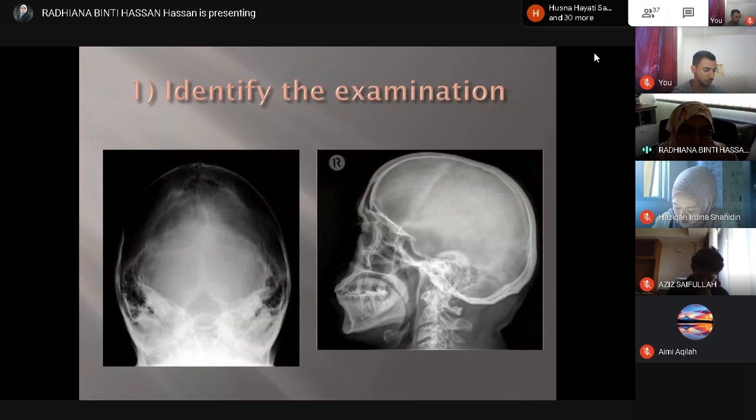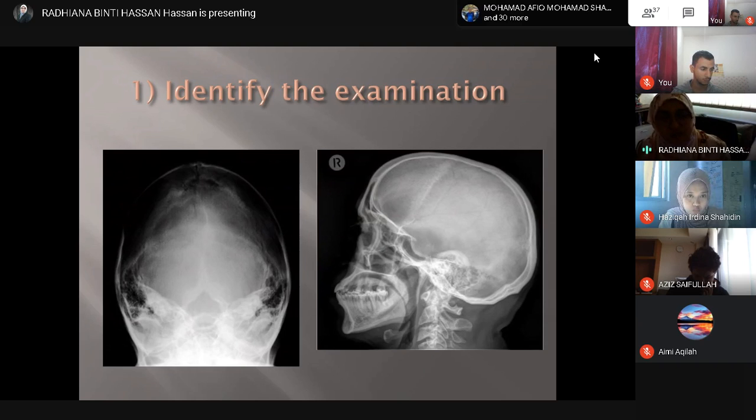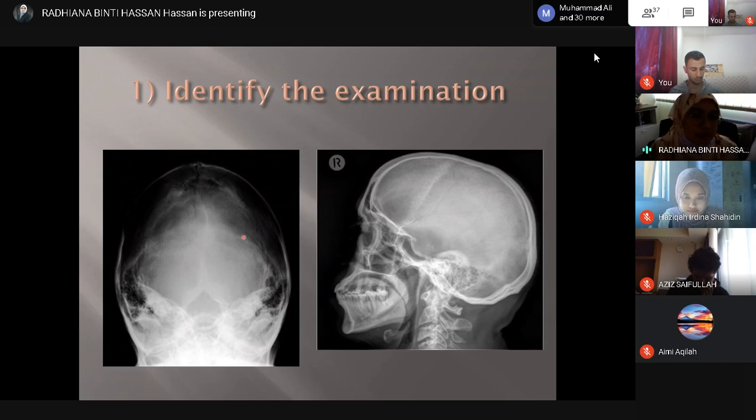Okay, so whenever you are given an image like this, you should be able to identify the examination. It's not enough that you tell me this is a skull radiograph. You should tell me what projection this is. For example, this one: this is of course a skull radiograph, frontal projection, but specifically this is Towne's view. This is of course the lateral projection.